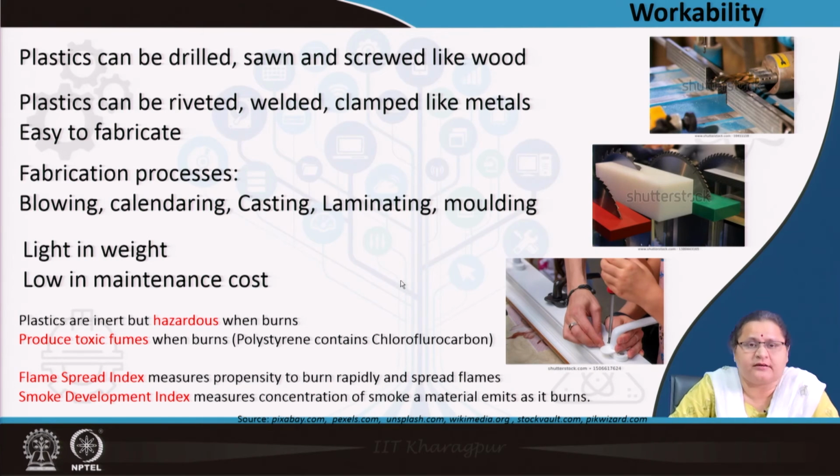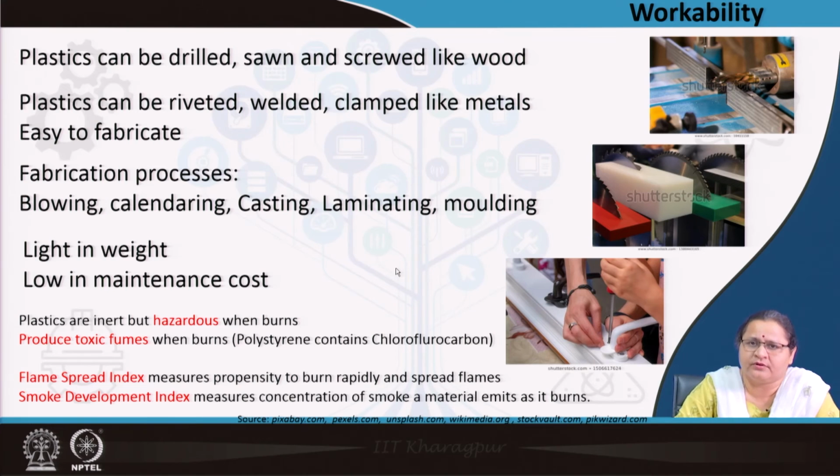Now, plastics are inert but hazardous when it burns. As I told you, at 50 degrees centigrade, it will start getting deshaped. It can produce toxic fumes like polystyrene, which contains CFC, chlorofluorocarbon, that will be liberated in air, which is toxic. How to measure that?